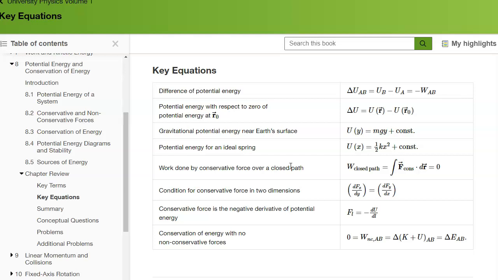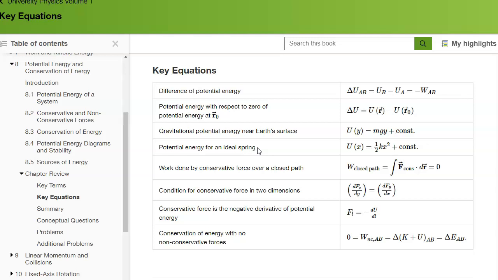If a force is conservative in 2 dimensions, then its derivatives with respect to the other dimension are equal, so dFx/dy equals dFy/dx. A conservative force is the negative of the derivative of the potential energy. So the direction of increasing potential energy is negative force. The direction of decreasing potential energy is a positive force, i.e. gravity pushes you, gravitational force is down, not up.